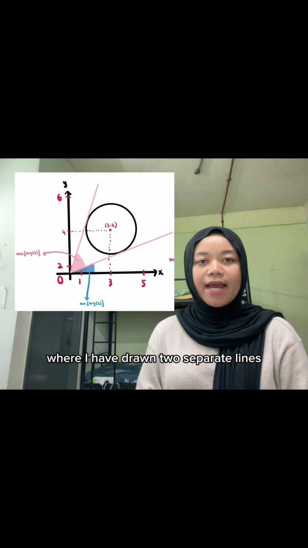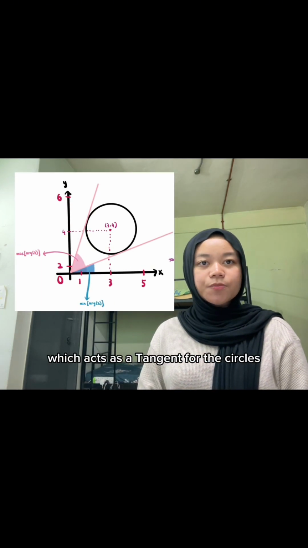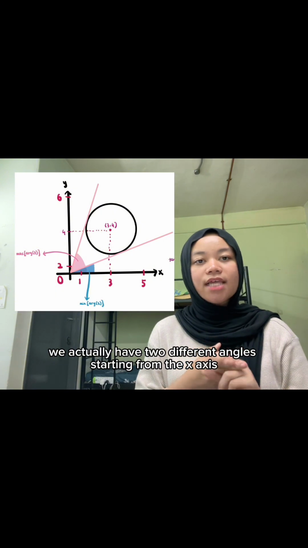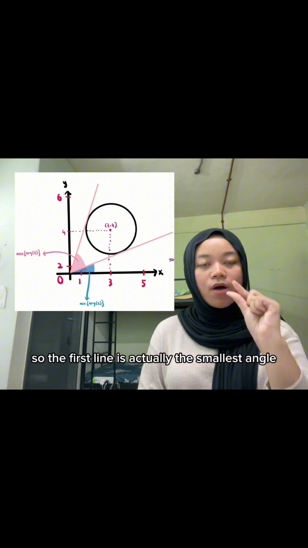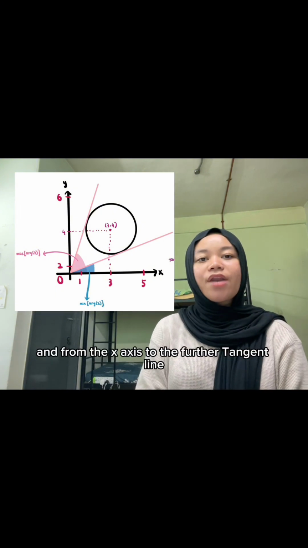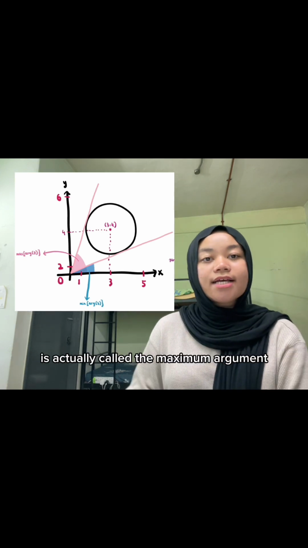Now, for the argument extrema, this is a new diagram of our circle where I have drawn two separate lines which act as tangents for the circle. By having two lines, we actually have two different angles. From the x-axis to the first line is the smallest angle, which we call the minimum argument, and from the x-axis to the further tangent line is called the maximum argument.